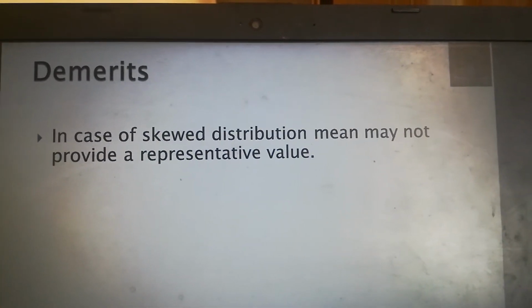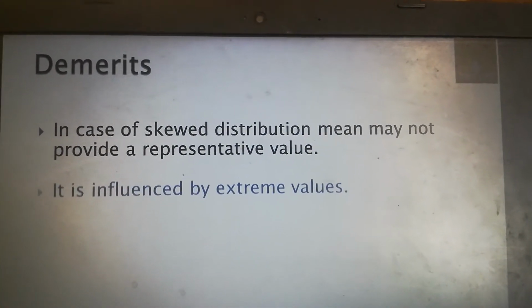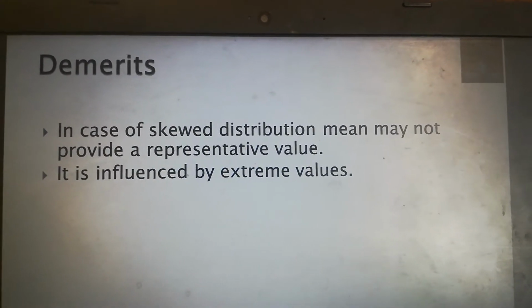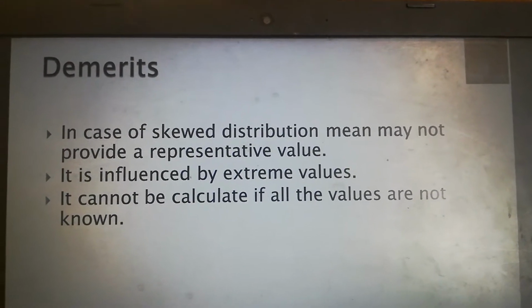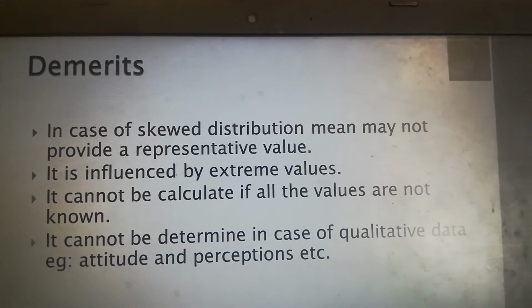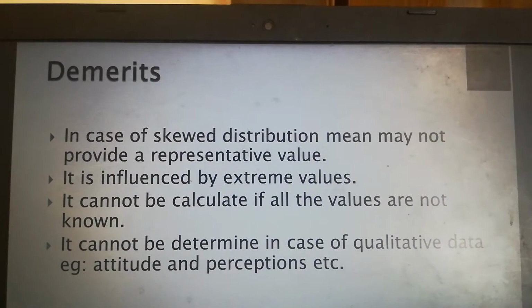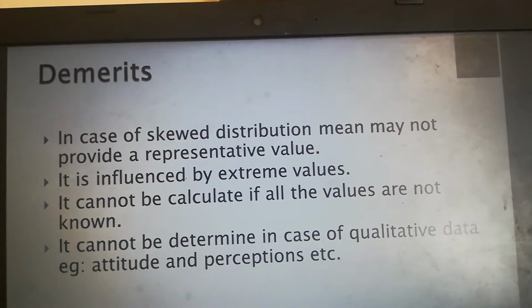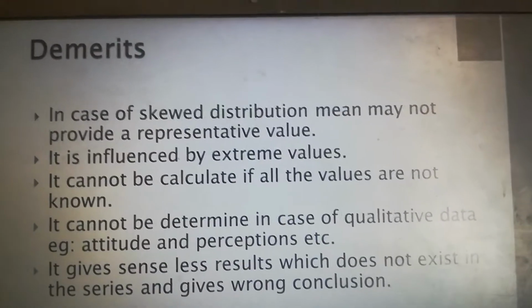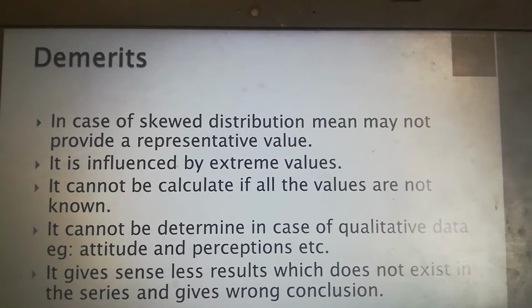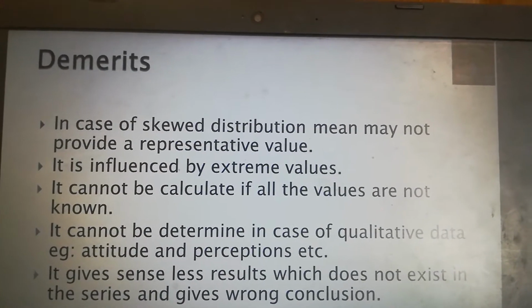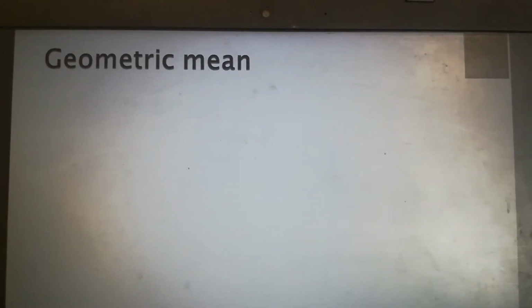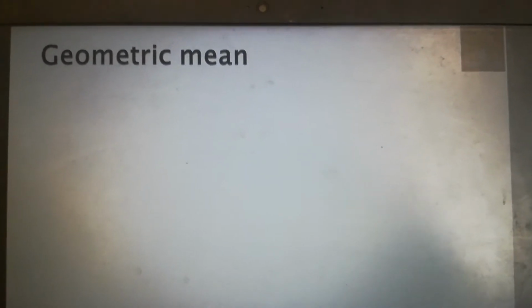Demerits: in a skewed distribution the mean may not provide a representative value. It is influenced by extreme values. It cannot be calculated if values are not known. It cannot be determined in case of qualitative data. It sometimes gives a senseless result which does not exist in the series and gives a wrong conclusion. So this is the common mean which we are using.